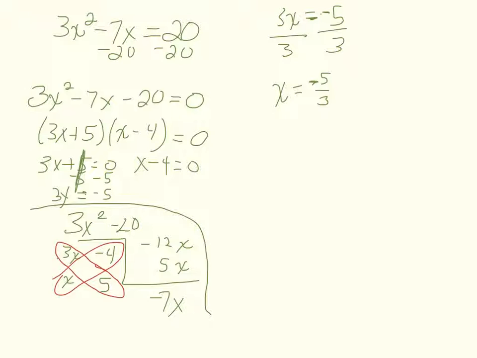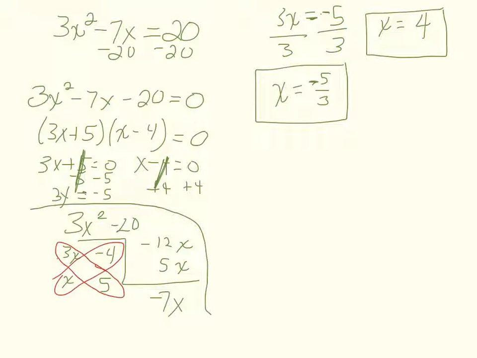All right, now over here I'm just going to add 4 to both sides. So that goes away here, and I'm going to just have x is equal to positive 4. So negative 5/3 and positive 4, those are both solutions to this equation. What that means is, if I were to put in negative 5/3 for x in 3x squared minus 7x minus 20, I'd get 0. And if I were to put 4 in there, I'd also get 0.